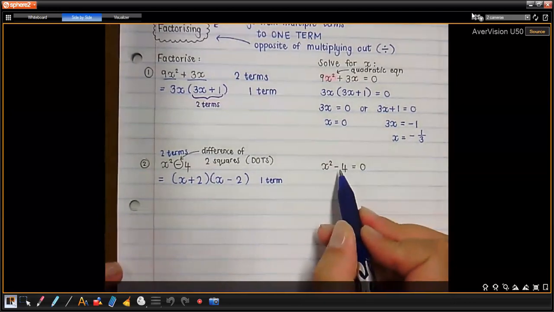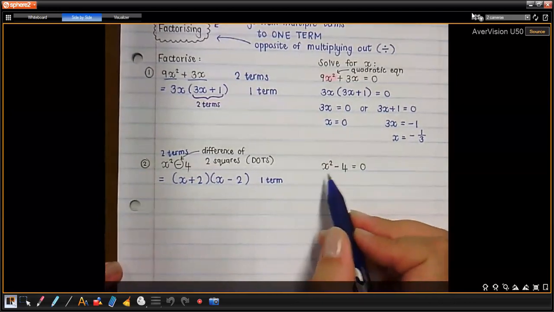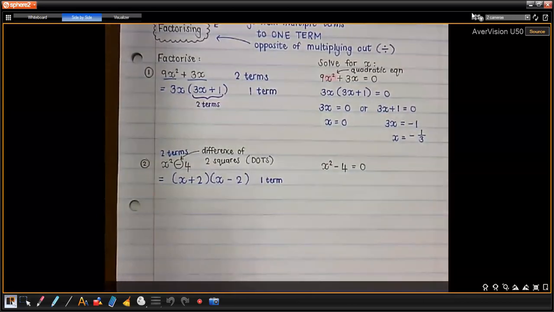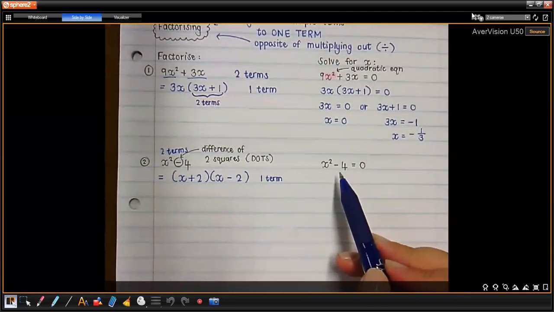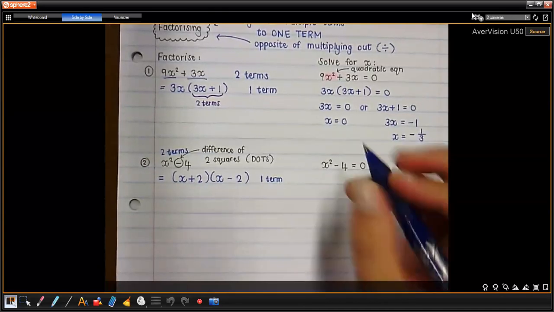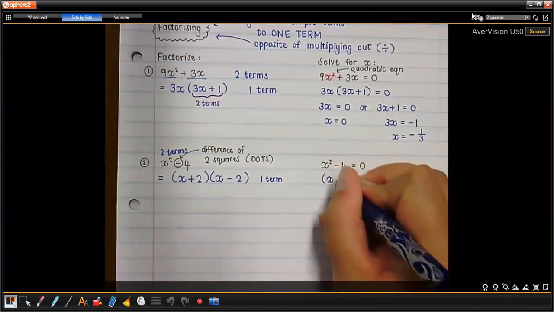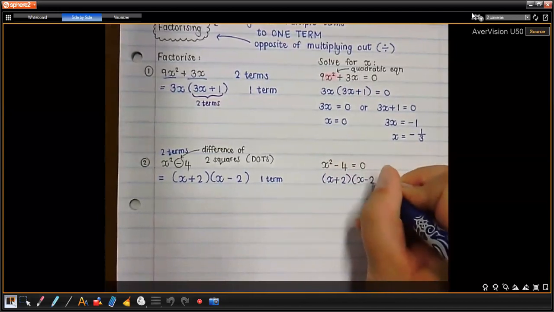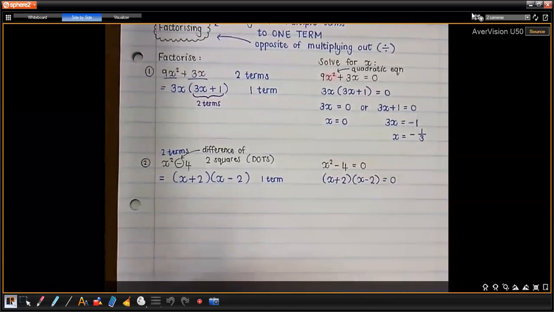The first step, sorry, I said we're going to write it down earlier, and I still haven't, but I will now after this one. The first step is to make sure that you have everything on the one side equal to 0. That is done. It's given like that. The next step is to factorize. We've already done the factorization here. So it will be x plus 2, x minus 2 equal to 0.